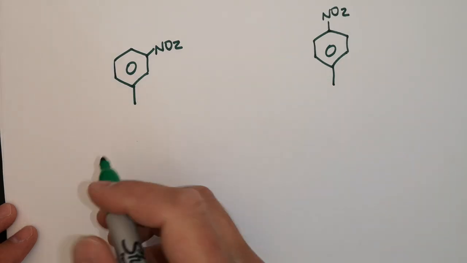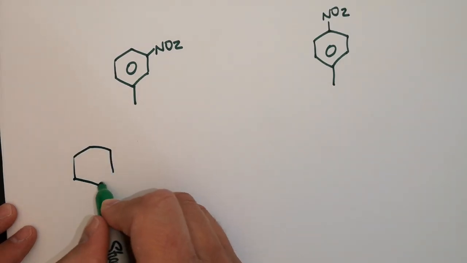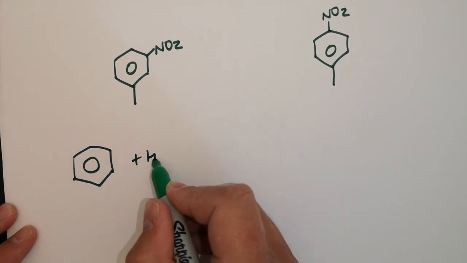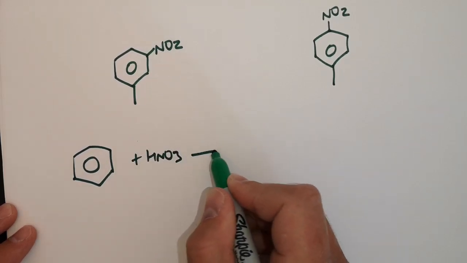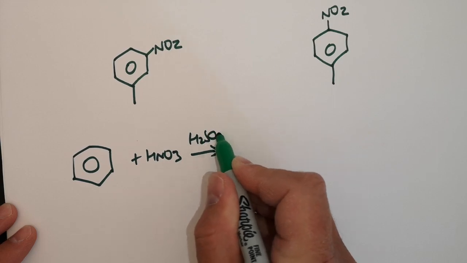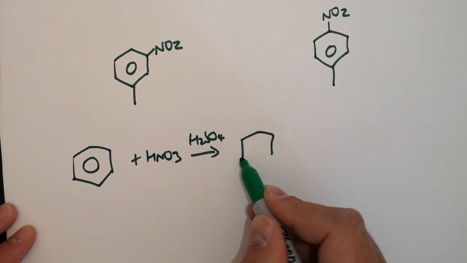So I'll go through the scheme for this one. Benzene plus nitric acid in the presence of sulfuric acid to make nitrobenzene.